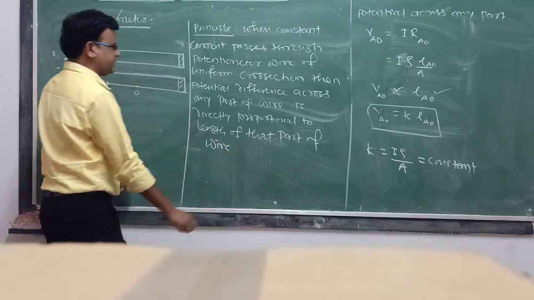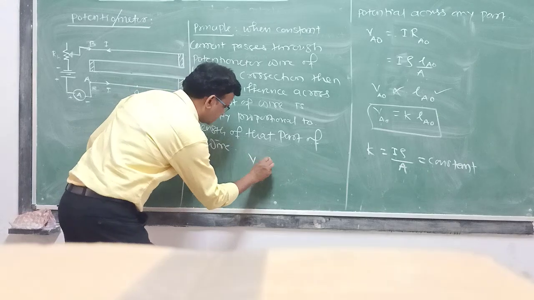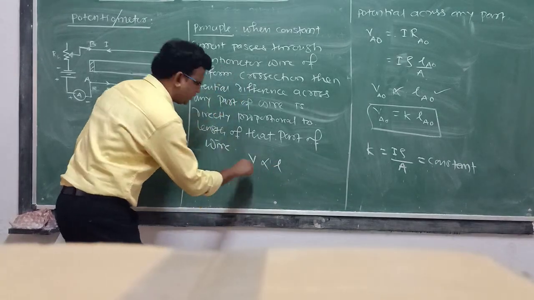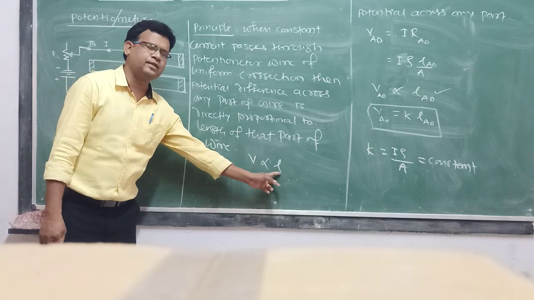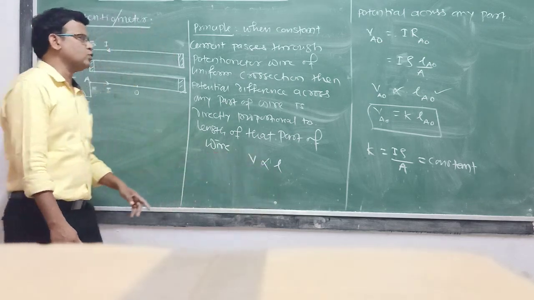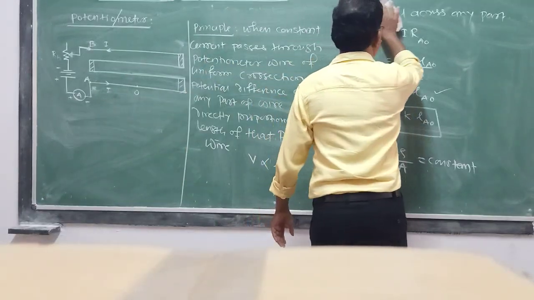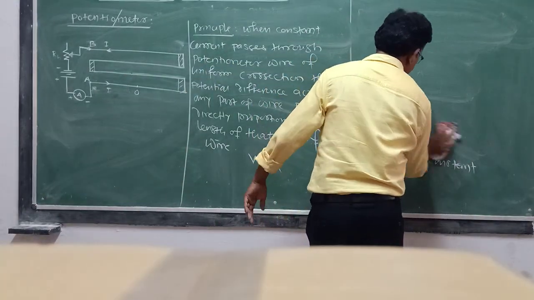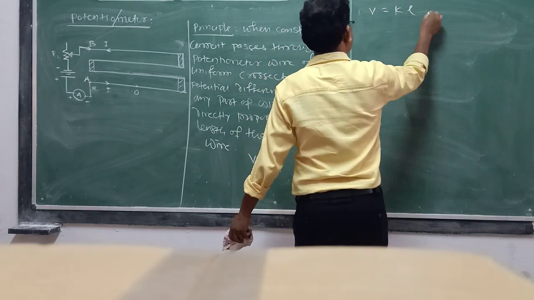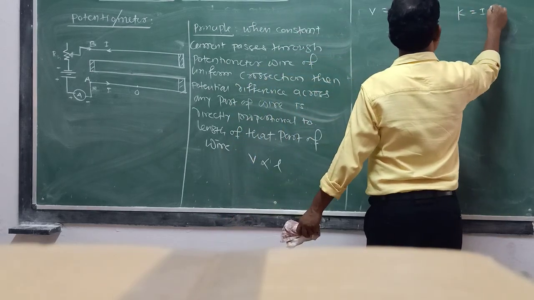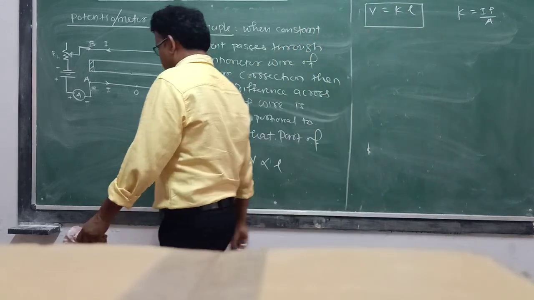So on the basis of this relation, the statement of the principle, we have the relation V is proportional to L. So what is V here? V is the potential difference or voltage across the length L. Now this V proportional to L again can be written as what? V is equal to K times L. Now you know what is K? K is equal to I rho divided by A. This is constant. So this is the equation we are getting.